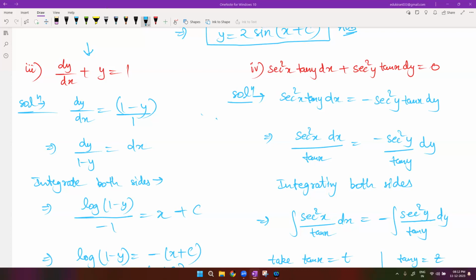We can easily separate dy with all the y. There will be no term with dy actually. And dx we can take to the right hand side and then we can easily integrate. Second we have already done. Third we have already done. Fourth we have already done. Fifth one, Anji. Fifth one.